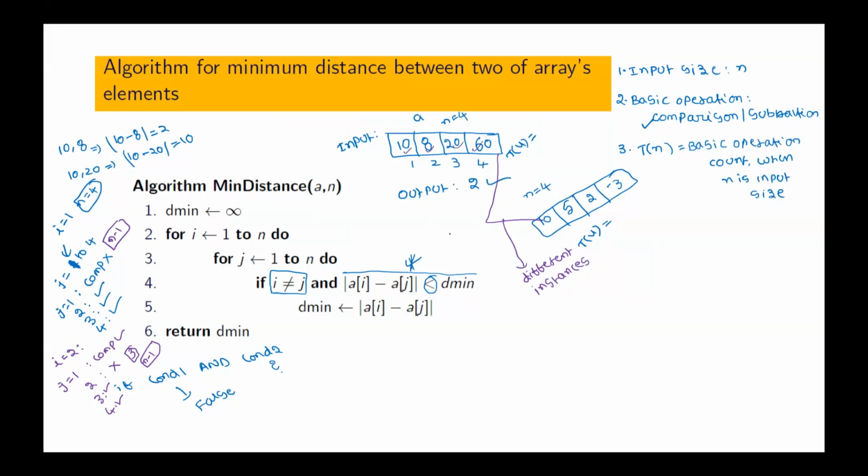But the operations we need to perform. So now you tell me, what is T of 4? When i equals 1, how many times is it performed? 3 times. When i equals 2, 3 times. When i equals 3, 3 times. When i equals 4, 3 times. Total, how many times is it performed? 12 times.